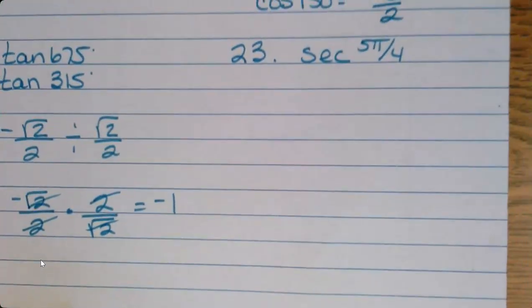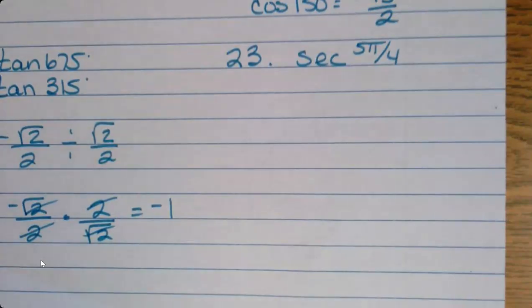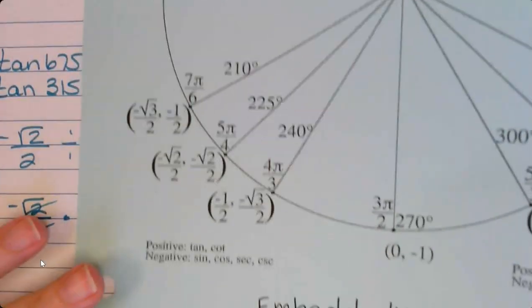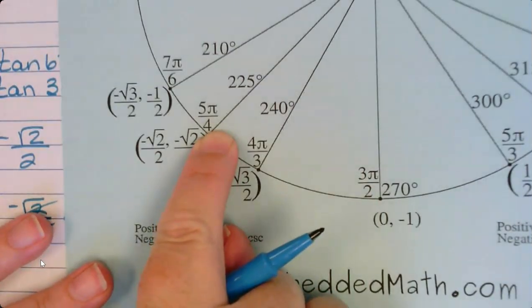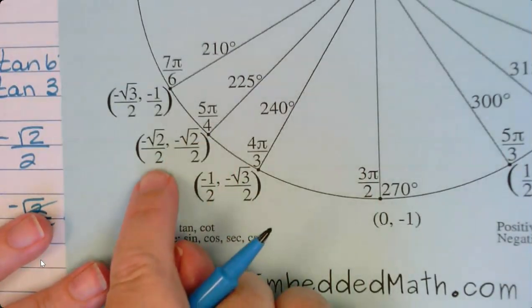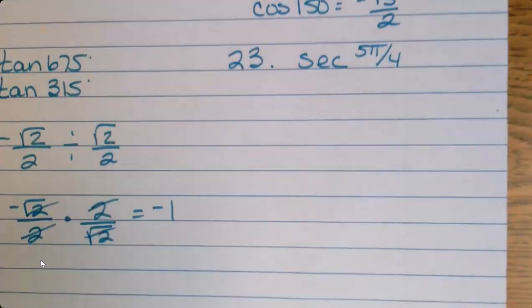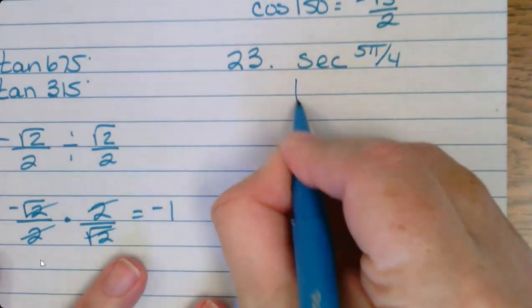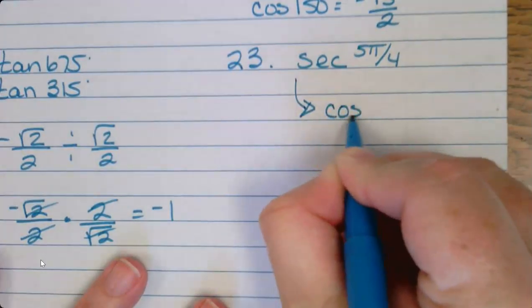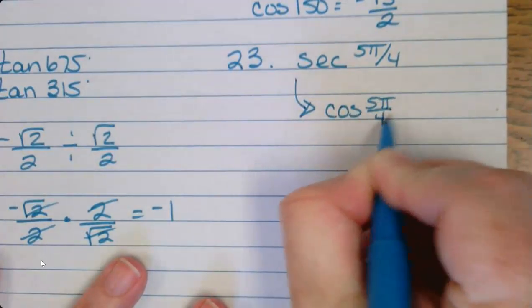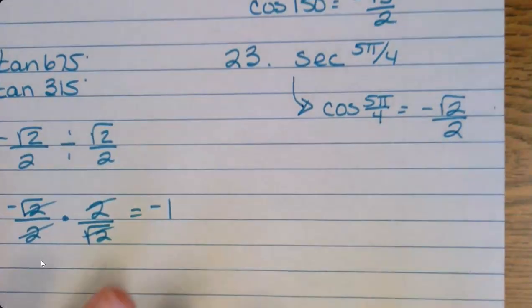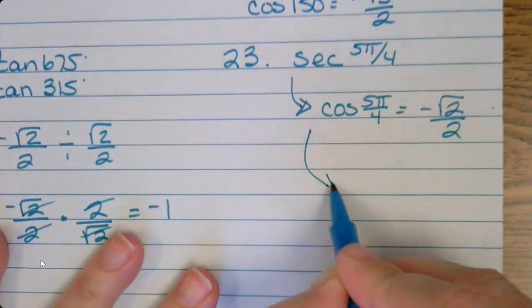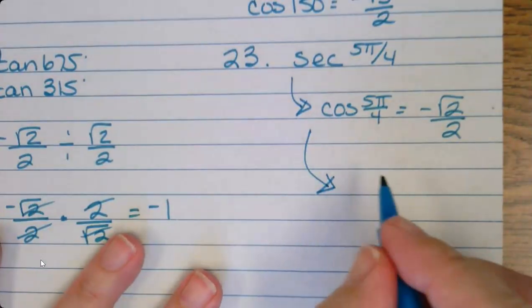Okay. Secant of 5 pi over 4. Secant was the question, so that's a cosine. So what we're going to do is turn this into a cosine of 5 pi over 4, and that answer is negative square root 2 over 2. But remember, this is not the final answer. We now have to put it back to secant.